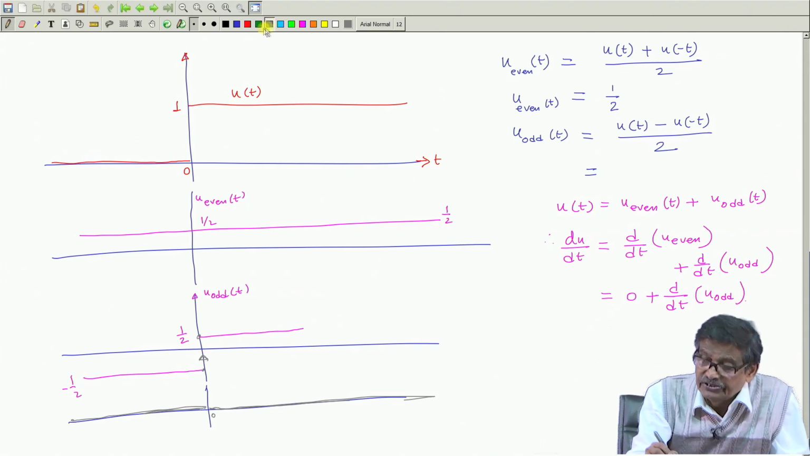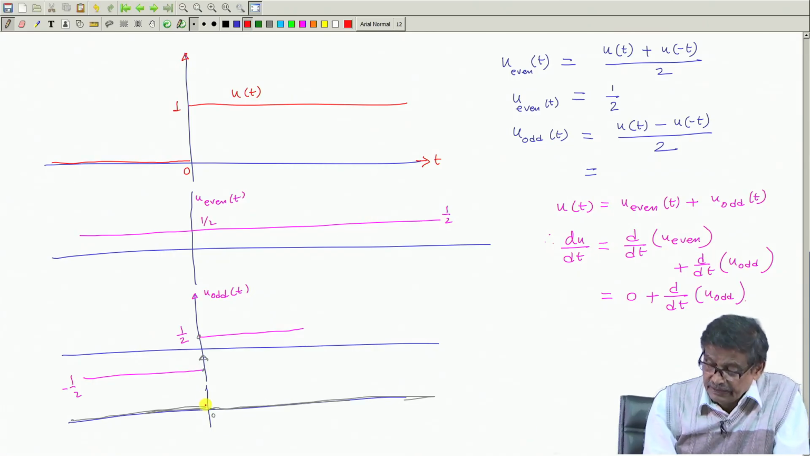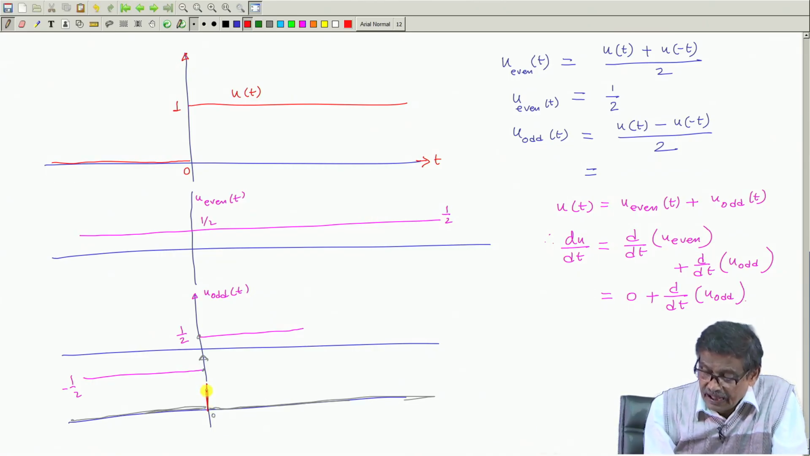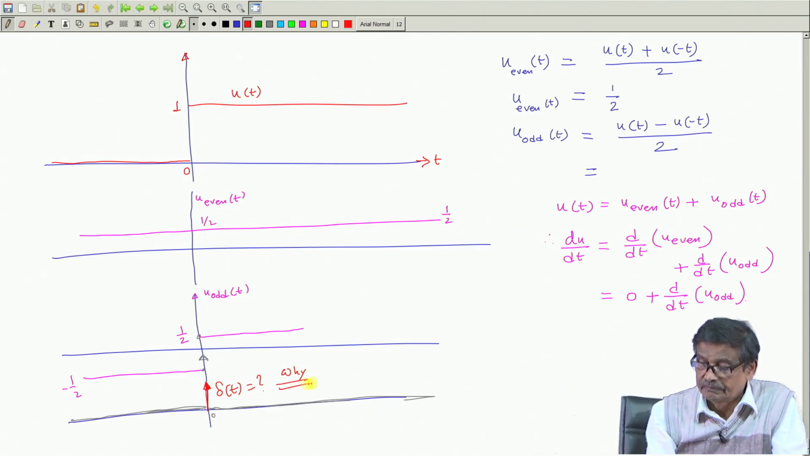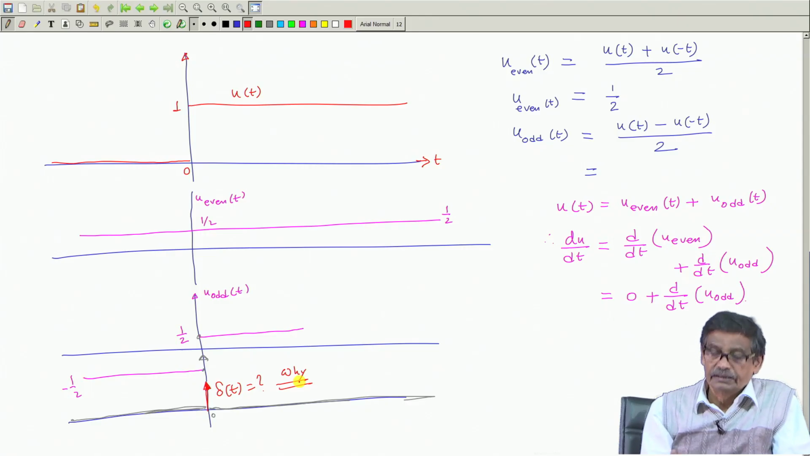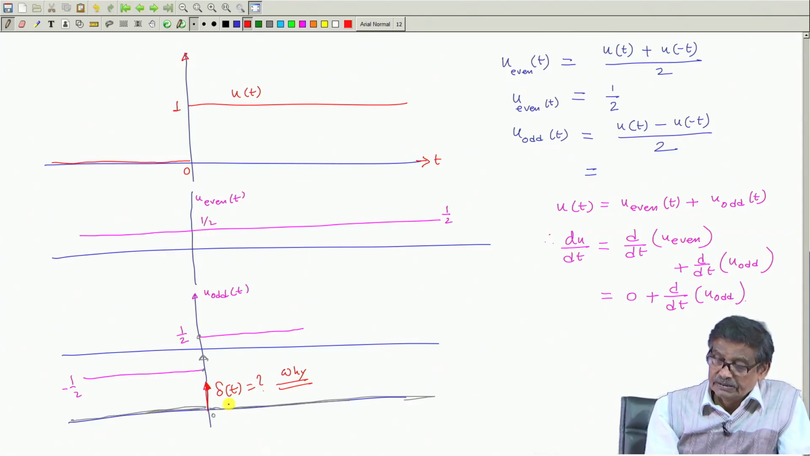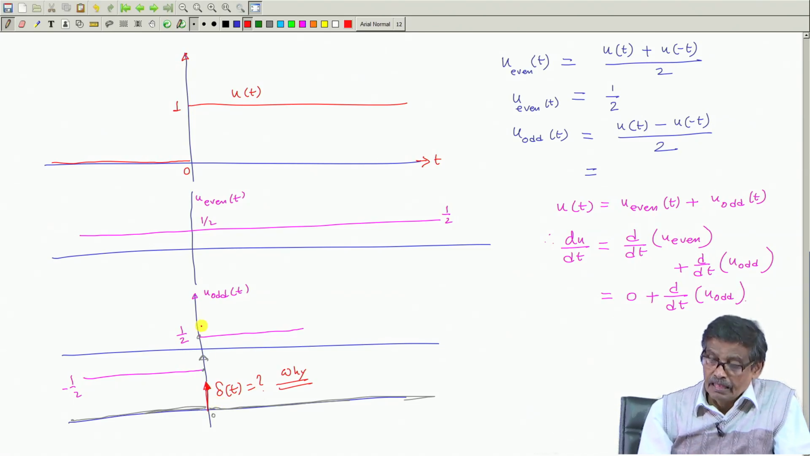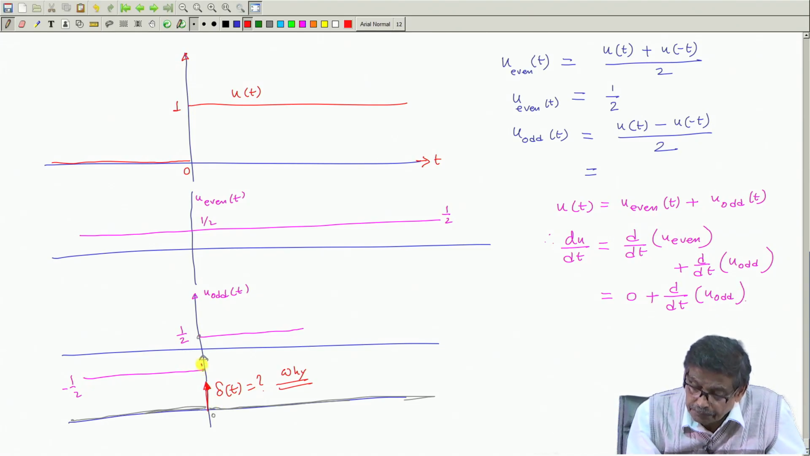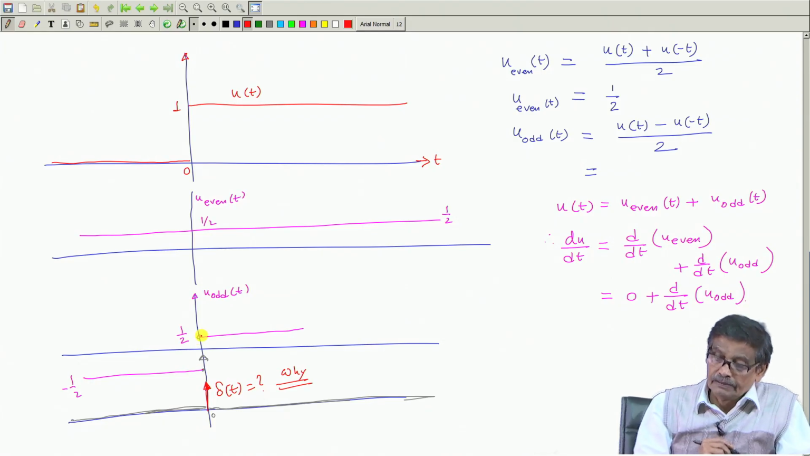I am telling you, first I will tell the result, then establish that this derivative will be an impulse here, unit impulse. Why? Got the point? The derivative of this function, I am telling that it will be a unit impulse, because change has taken place from minus half to plus half in no time. Let us see that.